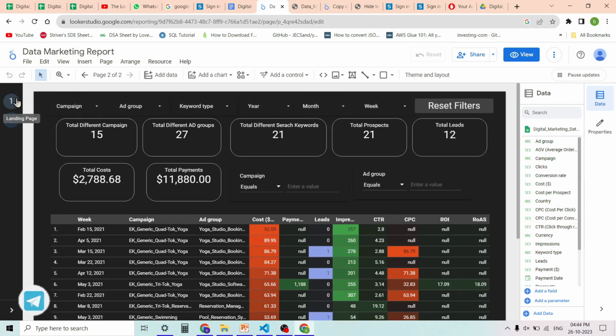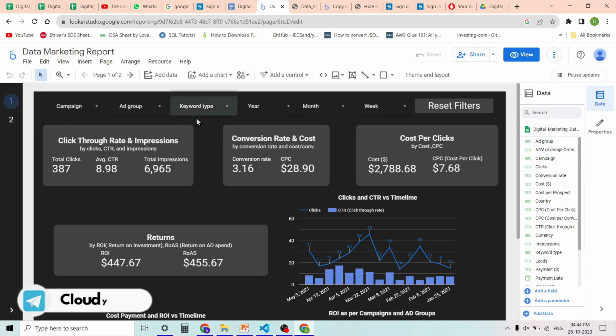So now, talking about the summary of the report that we created in the first flashcard, we can see that we have click-through rate and impressions, which tells us about the total number of clicks done on our ad. Then we have the average CTR, that is click-through rate. Then we have the total number of impressions that we got through it.